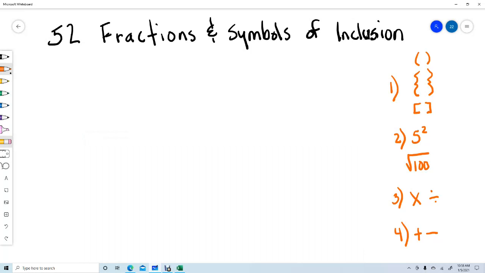Okay, hi again. We are now on lesson 52. Lesson 52 deals with fractions and symbols of inclusion.